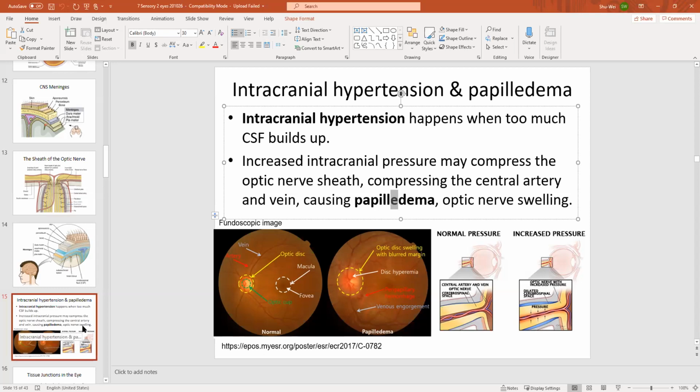I hope you get the idea that the eye and the brain are very highly correlated, very related. And one thing you must know is that damage in the retina is a type of central nerve degeneration, central nerve damage.